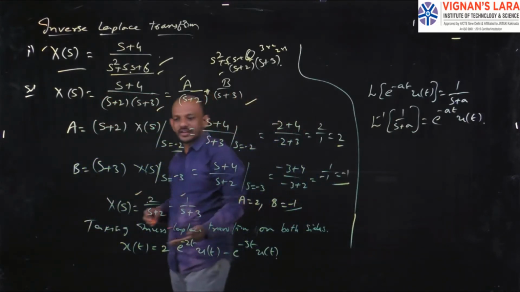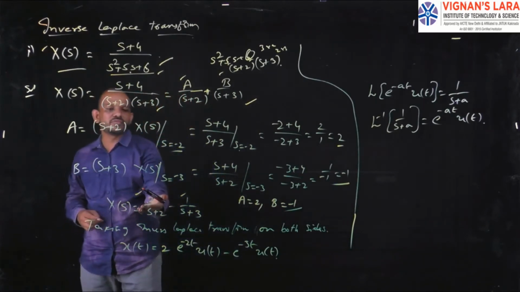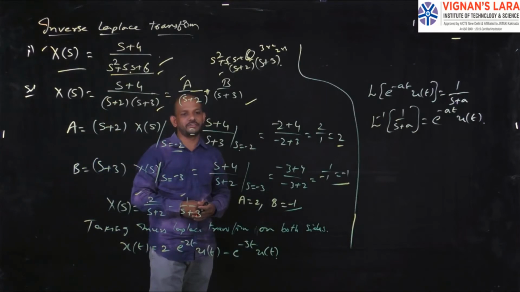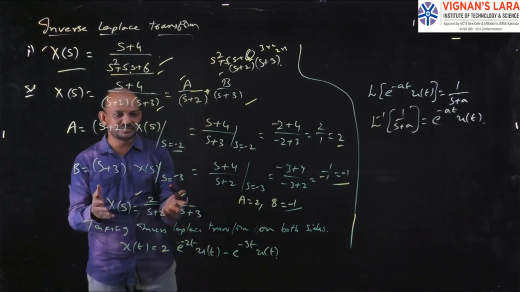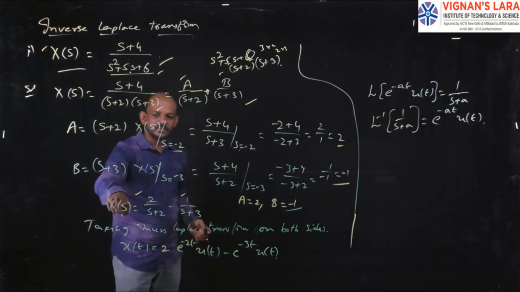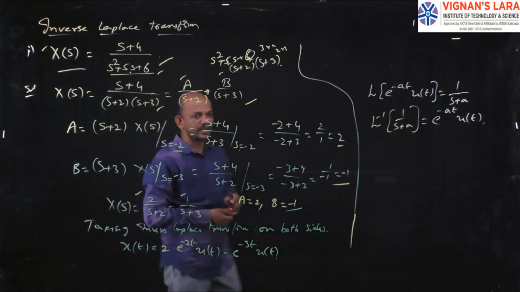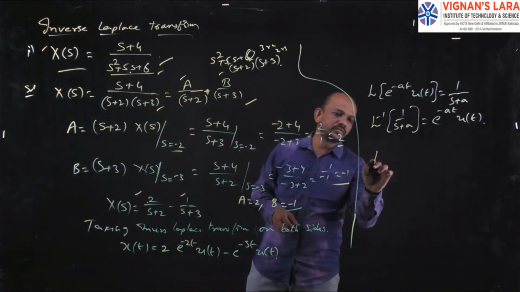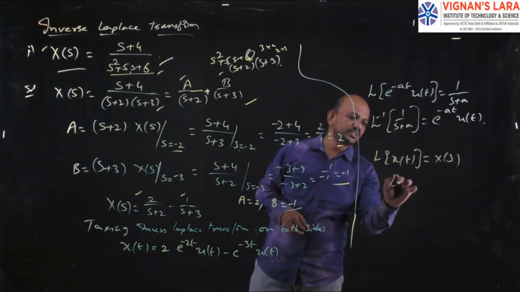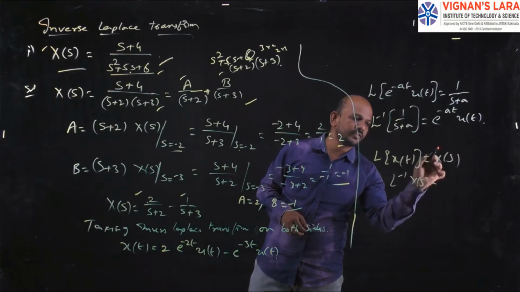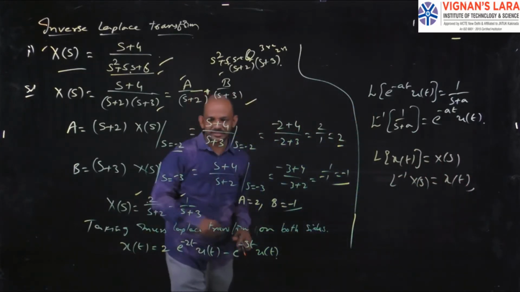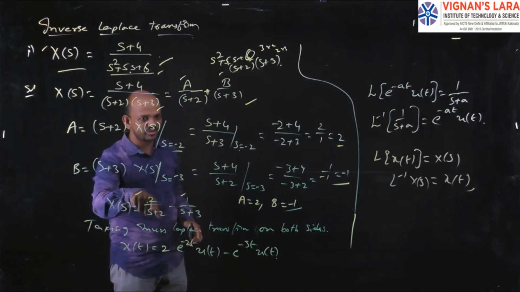If you go for the inverse Laplace transform of this on both sides, then I can easily get the function X of t. So take the inverse Laplace transform on both sides. We all know the Laplace transform of X of t equals X of s. So the inverse Laplace transform of X of s equals X of t. So X of t, and then I need the inverse Laplace transform of this one.